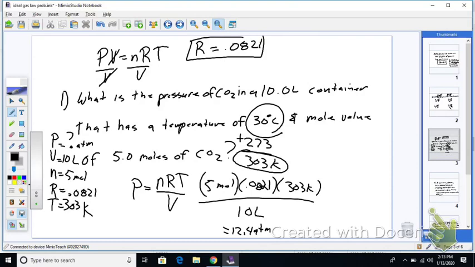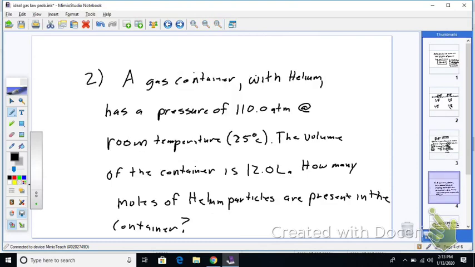I'm going to ask you to do this one on your own and come up with an answer. You can do this at the very bottom of the front page. You don't have to write it out, just go ahead and solve. This is number 2, and you're solving for moles. Go ahead and do that one, and then I'll come around and check your answers.